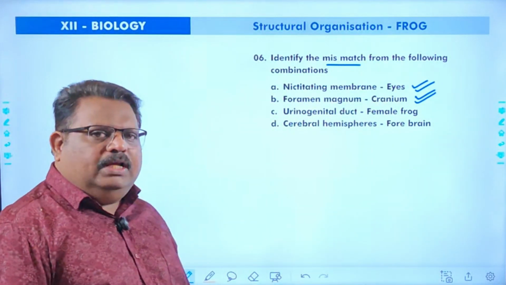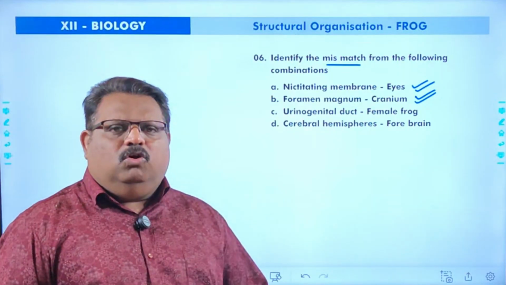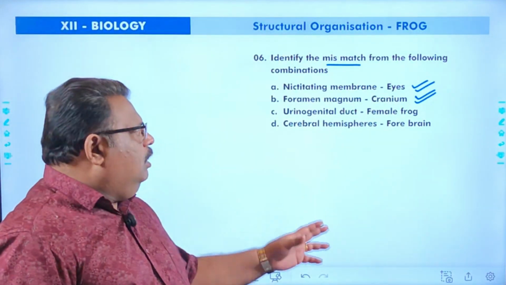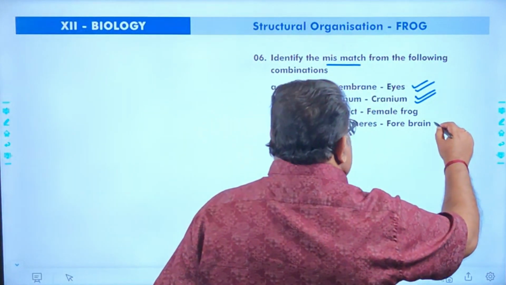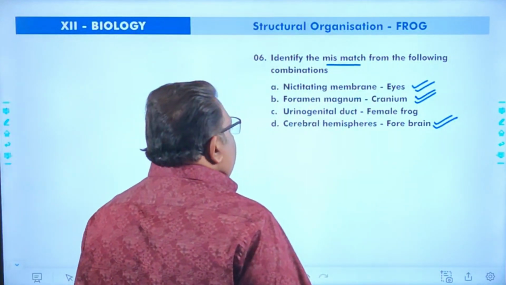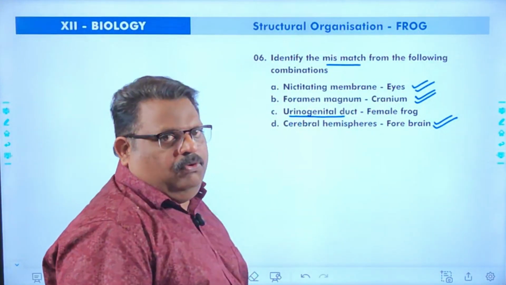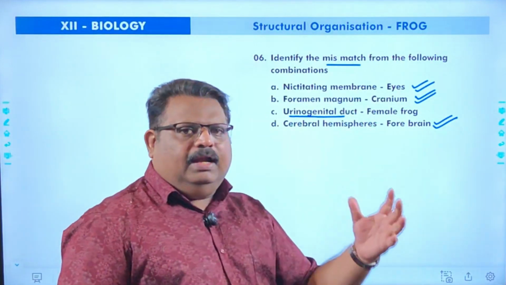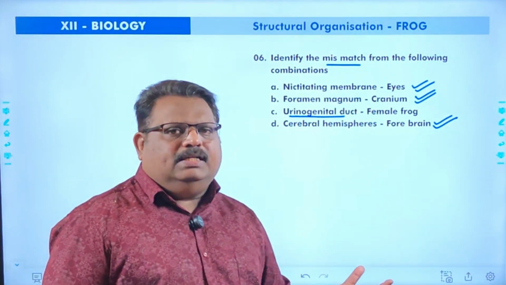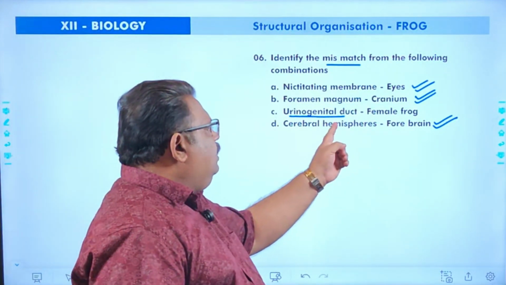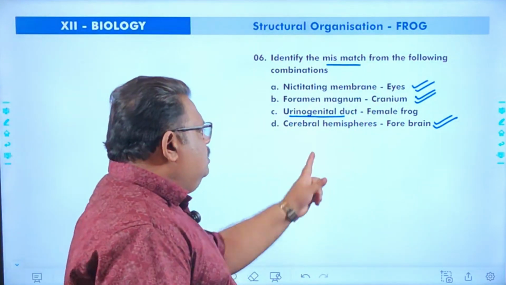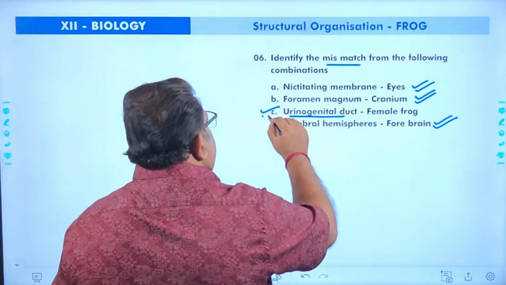Cerebral hemispheres, we already studied that olfactory lobe, cerebral hemispheres and diencephalon are components of forebrain. Also matching. But the urinogenital duct is present in male frog. In female frog, urinary duct, that means ureter and oviducts are separate. So urinogenital duct never occurs in the female frog. That is a mismatch. So the answer will be C.